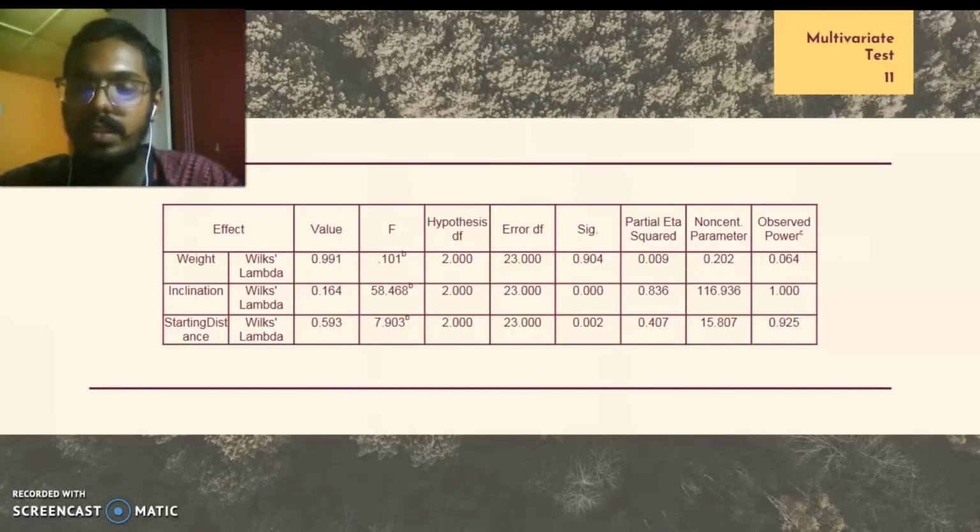So here we can see the Box test, which has the F value, the hypothesis degrees of freedom, the error degrees of freedom, the significance value, the partial eta squared, the noncentrality parameter, and the observed power. So from here we can say that the matrices are equal across the groups.